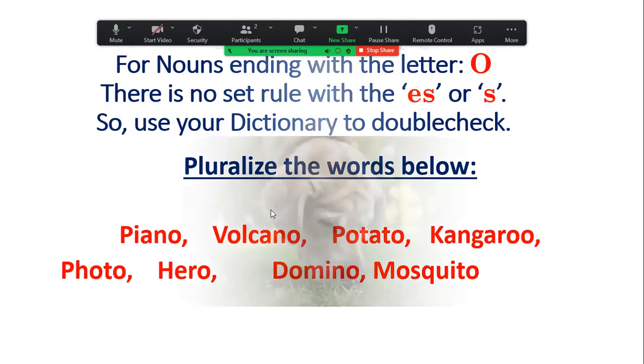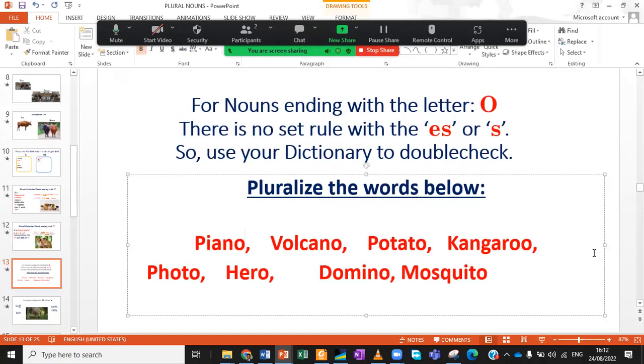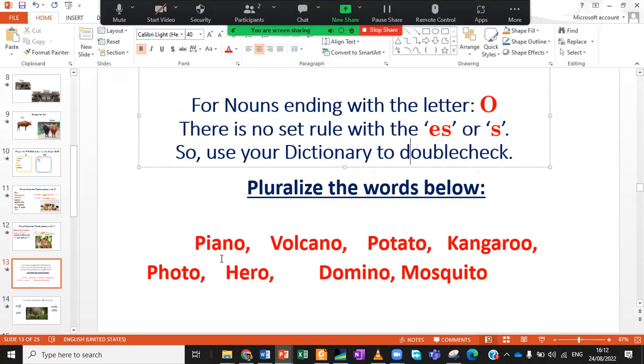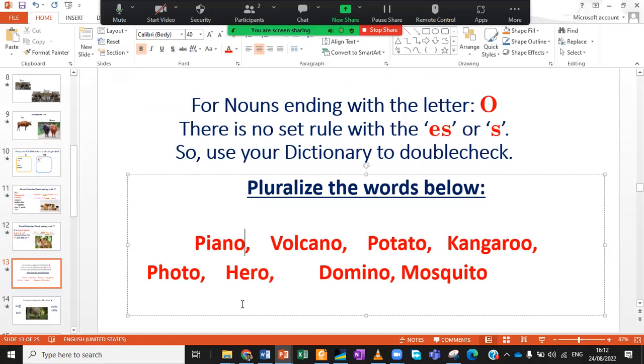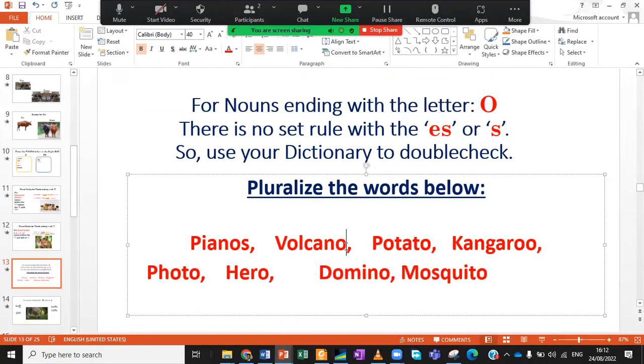Now, based on your knowledge of English so far, for pianos, what should I add to make it plural? Is it S or ES? I think both of them would work. Pianos and pianos. Volcanoes is very correct, and I think it is an ES rather than an S. What about potatoes? Potatoes, both of them, as I told you. S or ES. What about kangaroos?